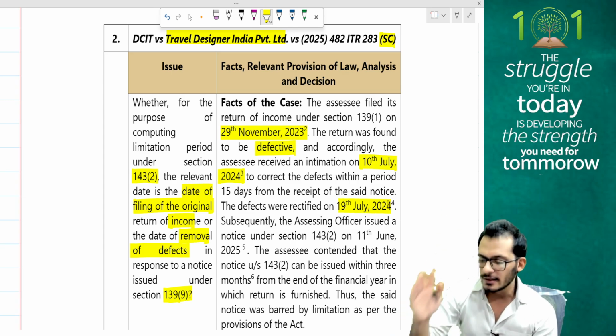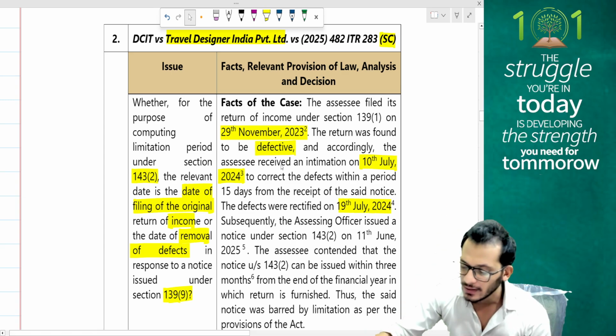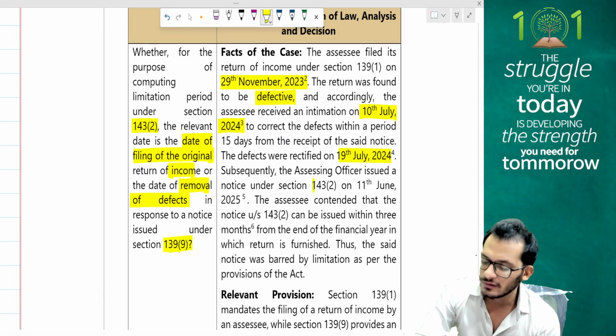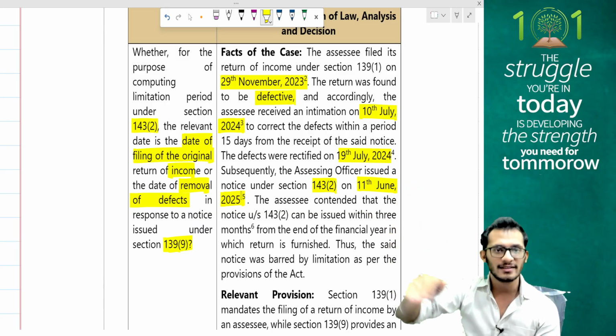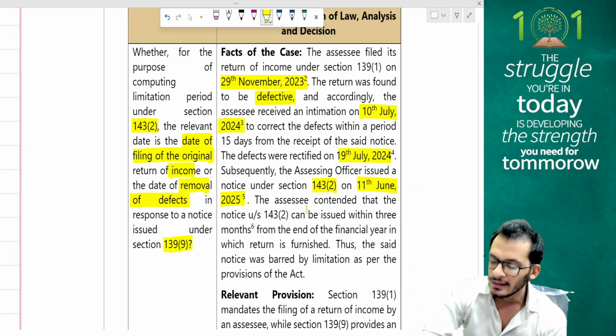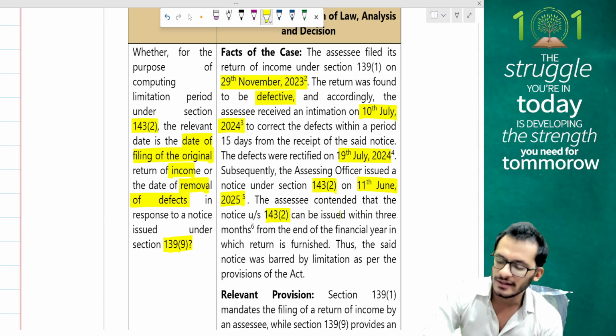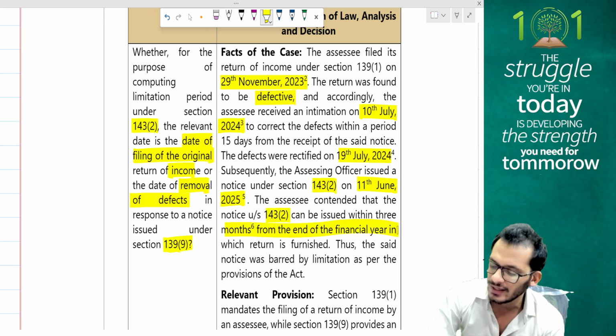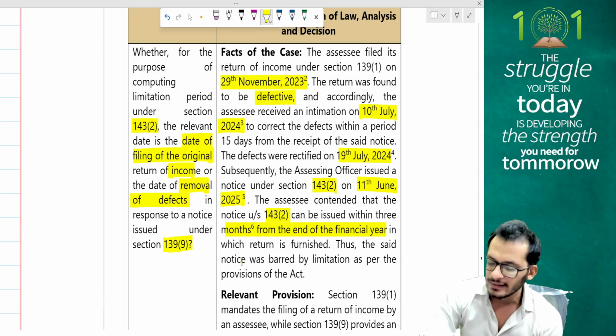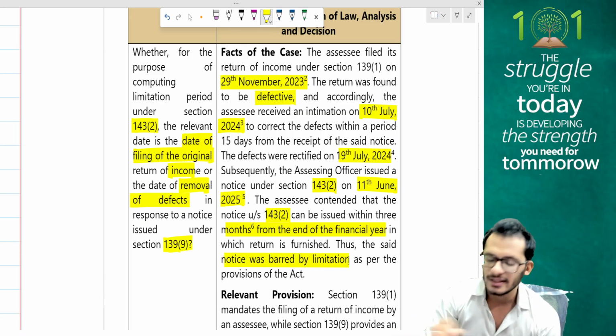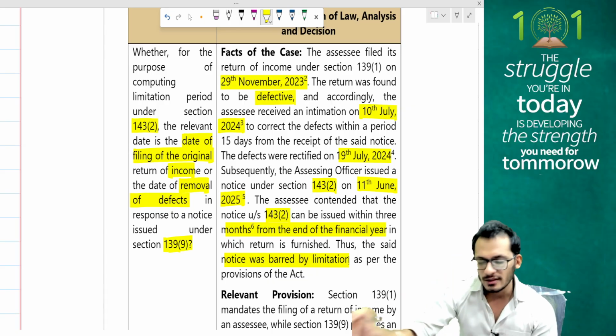So the assessee has also been compliant. The assessee has rectified the defect. Subsequently, the assessing officer has issued a notice under 143(2) on 11th June 2025. Next year, before 30th June of next year, he has issued a notice under 143(2). The assessee has contended that the notice under 143(2) should be issued within 3 months from the end of the financial year in which the original return is filed, and that the said notice was time barred by limitations. This is what the background is.